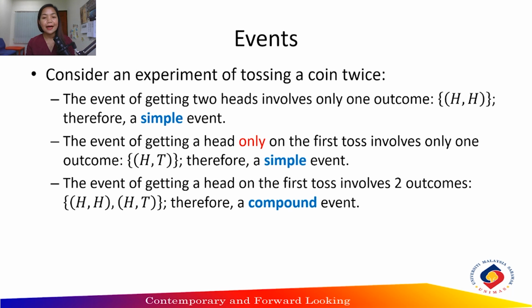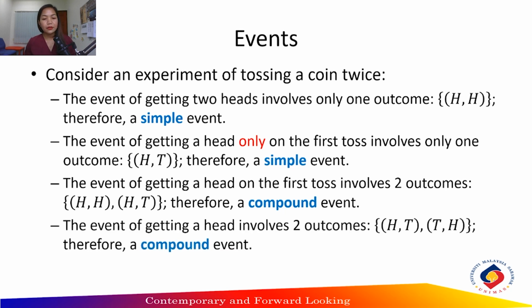The event of getting a head on the first toss involves two outcomes. Either we have head first followed by head, or we can have head first followed by a tail. Okay, because we have two outcomes, so this is a compound event. The event of getting a head involves two outcomes: head first followed by tail, and then tail first followed by head. As we have two outcomes, so this is another compound event.